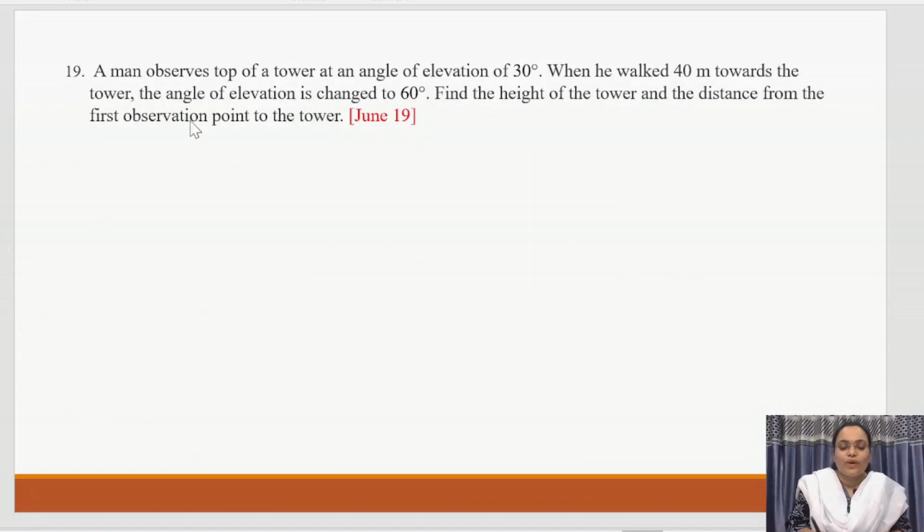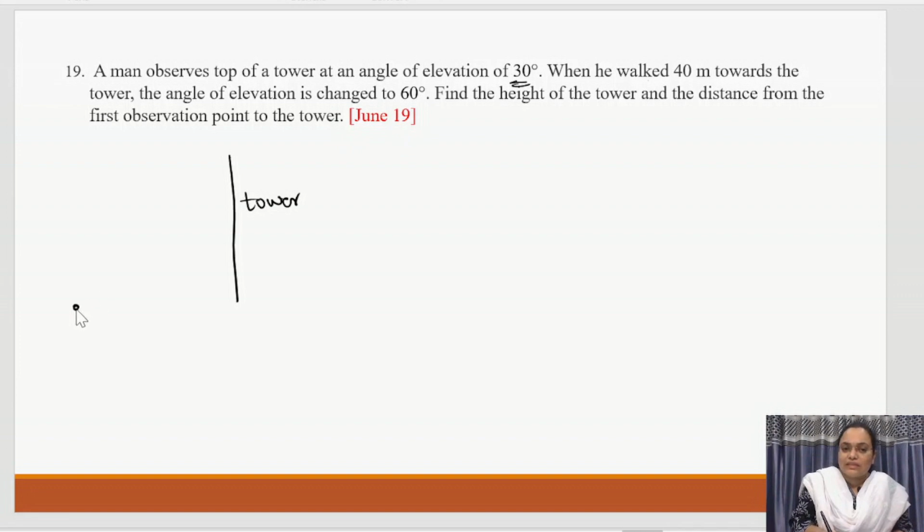So let us see the next one. A man observes the top of a tower at an angle of elevation of 30 degrees. When he walked 40 meters towards the tower, the angle changed to 60 degrees. Find the height of the tower and the distance from the first observation point to the tower. This is the tower.